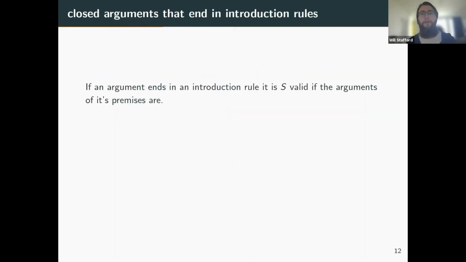Okay, so what about the inductive cases? Let's say you have an argument that ends in an introduction rule. Well, we're taking introduction rules to define the connectives. And so this essentially guarantees the application of an introduction rule is fine and dandy whenever we do it. All we need to do to make sure we can apply an introduction rule is check that our premises are satisfactorily proven. So given a closed argument that ends in an introduction rule, it's going to be S-valid if the arguments for its premises are S-valid.